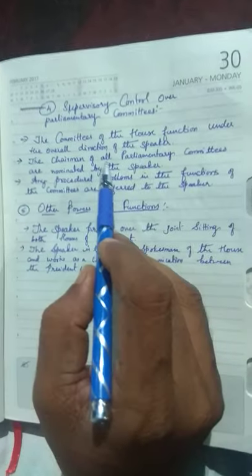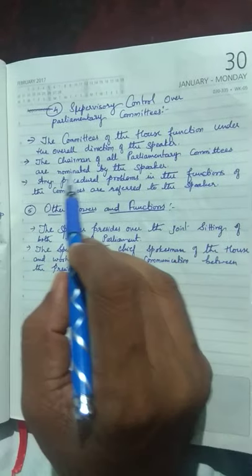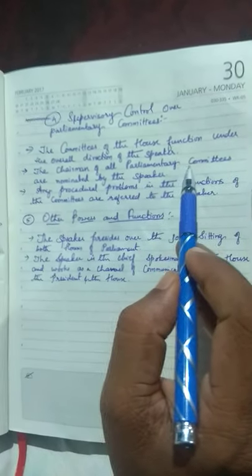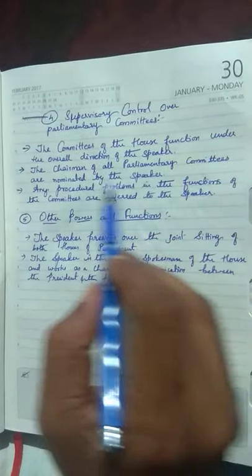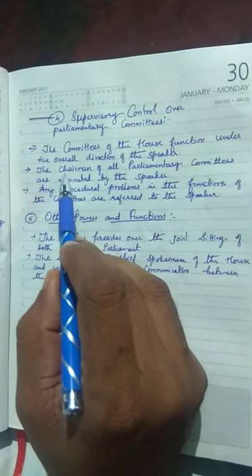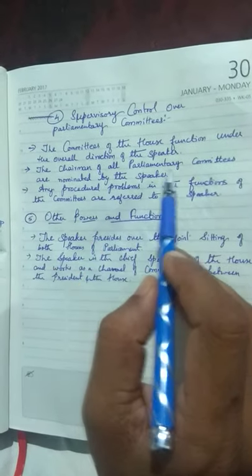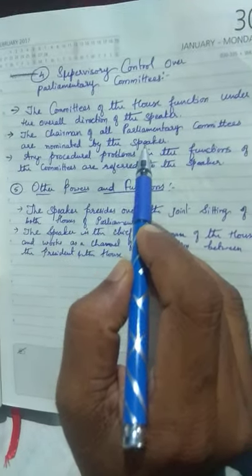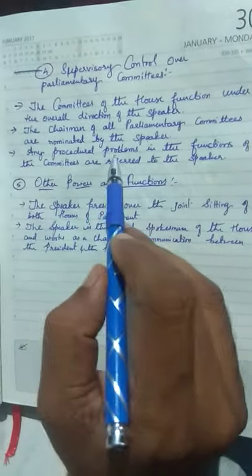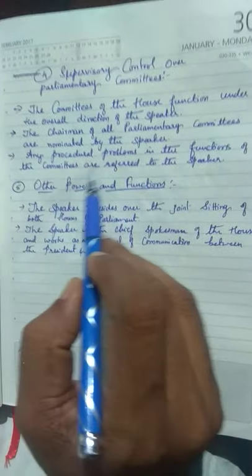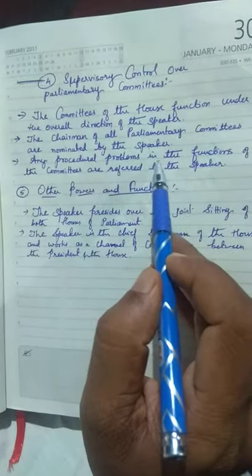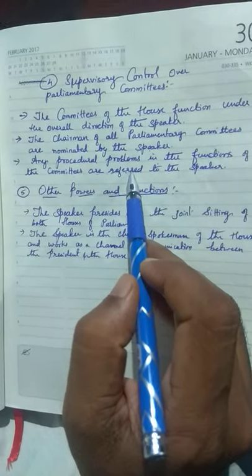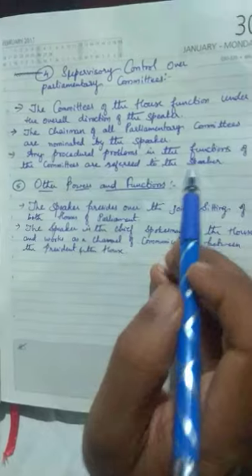Next one, the chairman of all the parliamentary committees are nominated by the speaker. Whatever committees are formed in the house, the chairman of all the parliamentary committees are also nominated by the speaker. Any procedural problems in the functions of the committees are referred to the speaker. Any problem in the committees, those problems are referred to the speaker of the house.